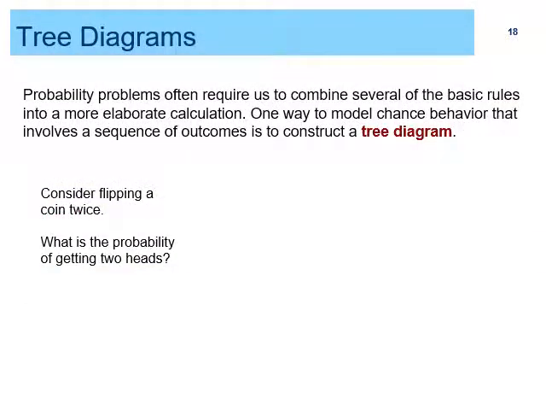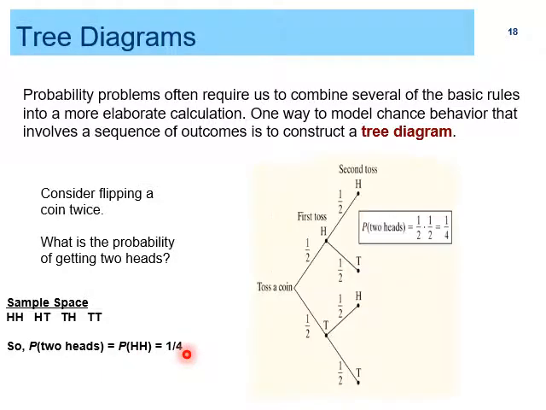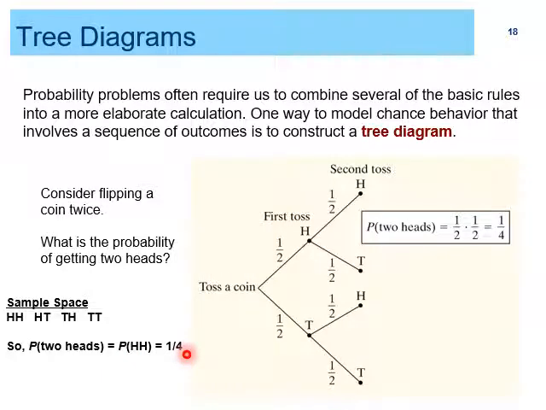Now tree diagrams. Probability problems often require us to combine several of the basic rules into a more elaborate calculation, and one way to model chance behavior that involves a sequence of outcomes is to construct a tree diagram. We are considering flipping a coin twice: what is the probability of getting two heads? Here is the sample space: head head, head tail, tail head, tail tail. So the probability of two heads is equal to 1 by 4. Now we will see it by tree diagram.